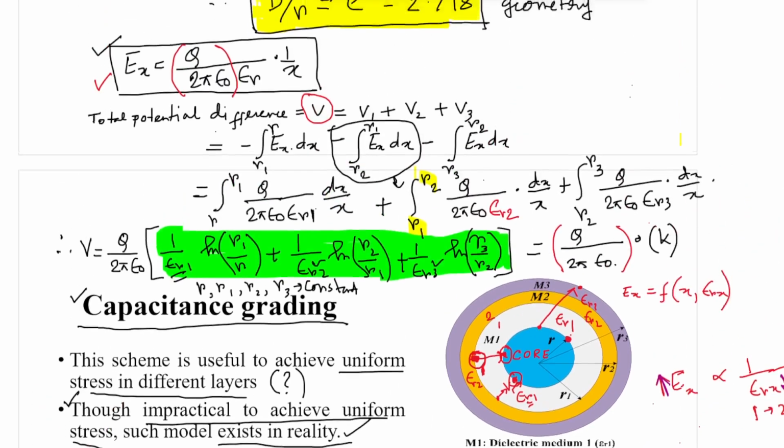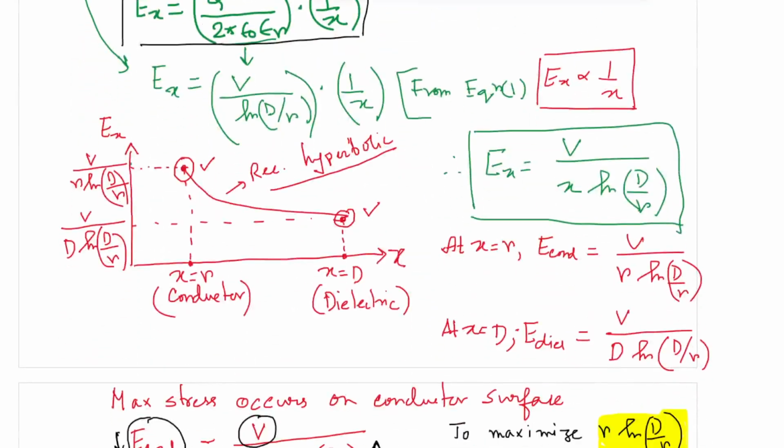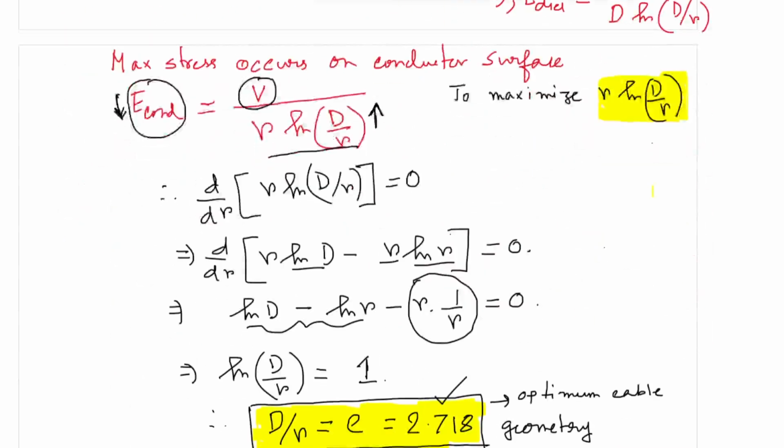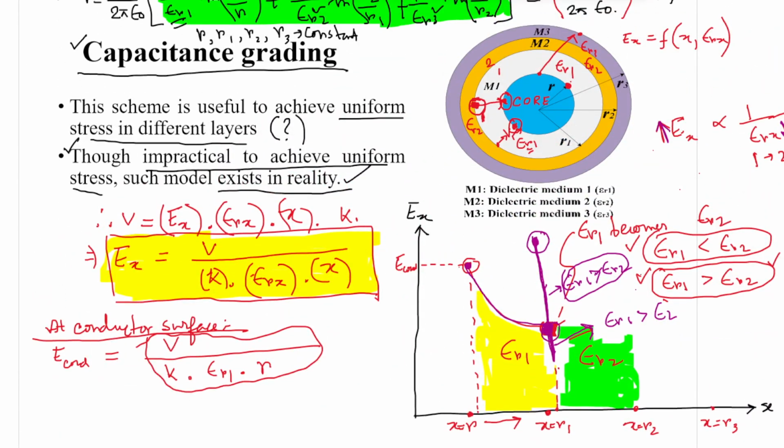So what we have learned so far for the single core cable case is that the maximum stress occurs on the conductor surface. That is not necessarily true for all practical cases. The maximum stress can occur at some dielectric interfaces as well, as explained in this case. It depends totally on the values of epsilon R1 and epsilon R2, the values you have chosen for the different dielectric mediums.